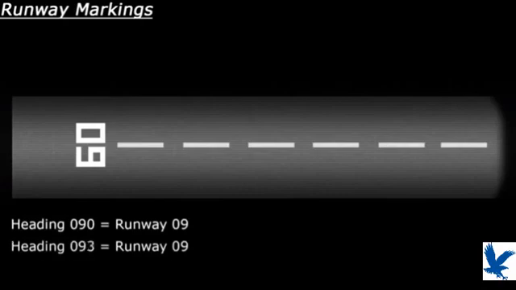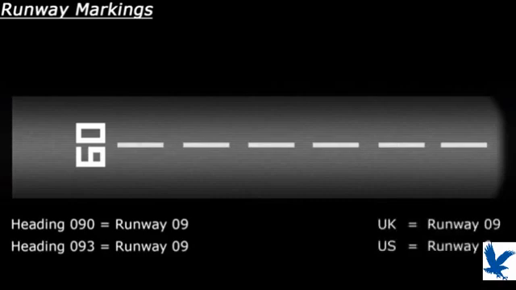So if the actual runway heading was 093, for example, this would be rounded down to 090 and become runway 09. I also believe that some countries also remove any leading zeros. For example, in the UK, this would be runway 09. However, in the United States, this would simply be runway 9.